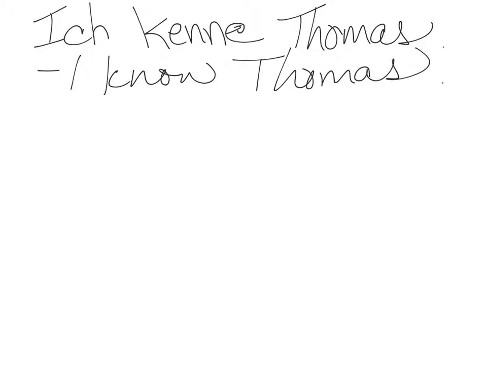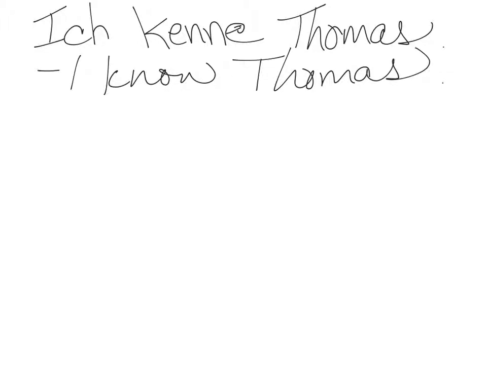So, I know Thomas. This should be going in your regular notebook. Why would it be kennt Thomas, because Thomas is a boy? But I'm the one who knows him. I'm the one who's doing the action. So you always conjugate it for who's doing the action. So ich, your ending is an E. Does that make sense?